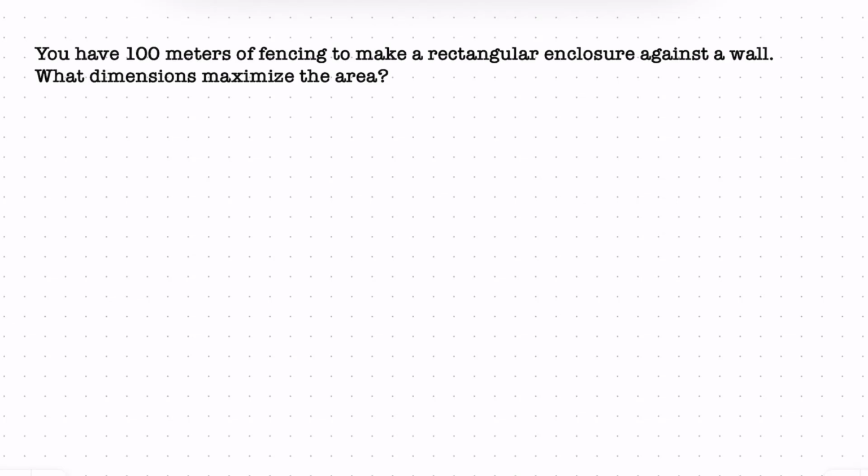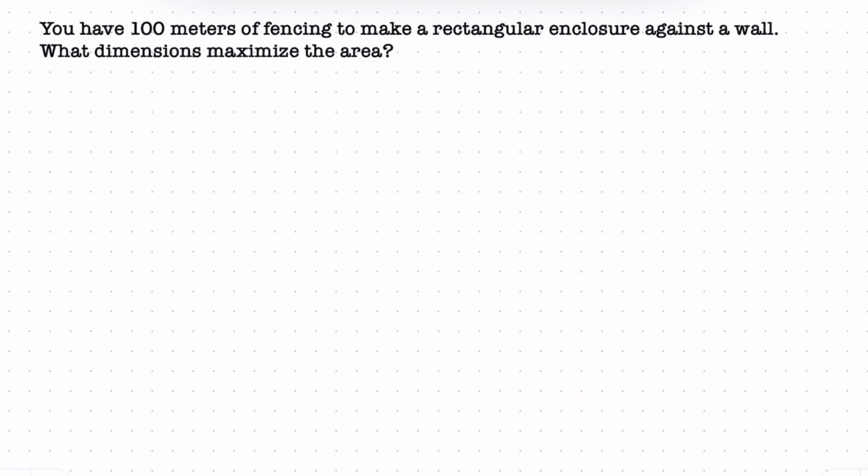So this problem states that we have 100 meters of fencing to make a rectangular enclosure against a wall, and it's asking what dimensions maximize the area. So when we do an optimization problem, the first thing we want to do is identify which variable or component that we are maximizing.